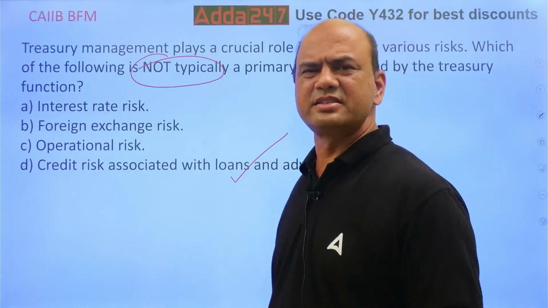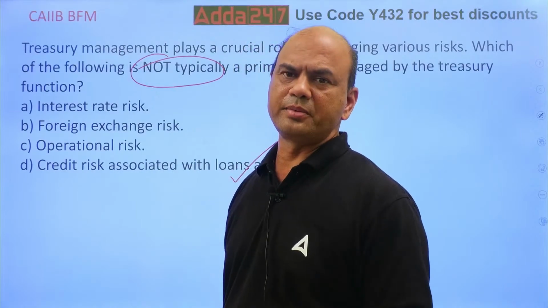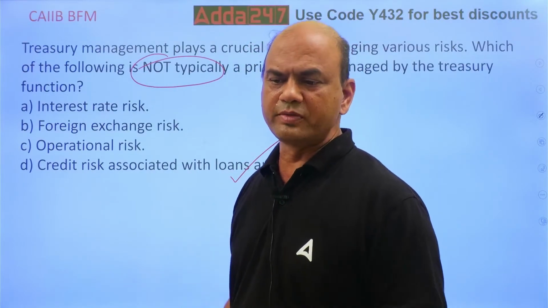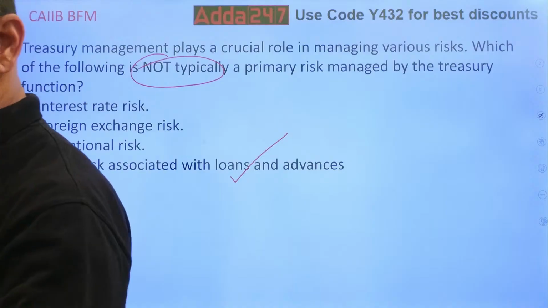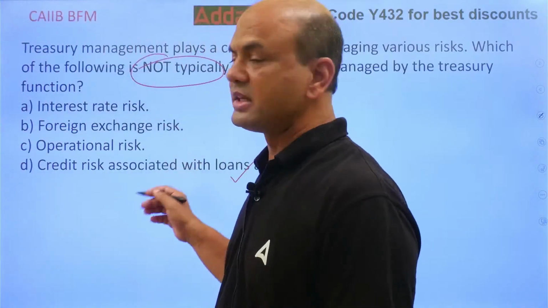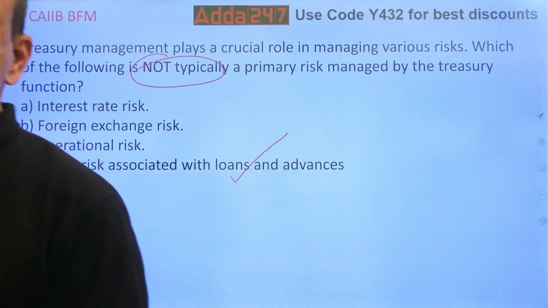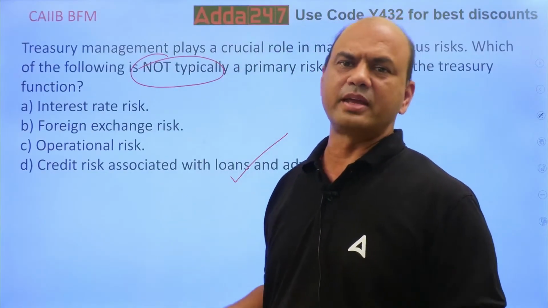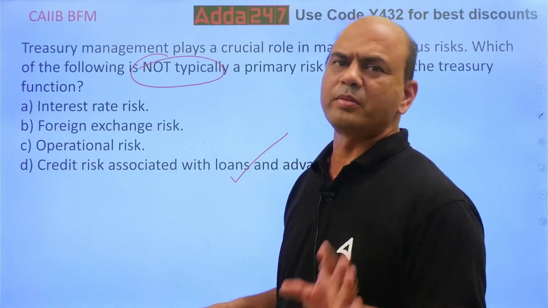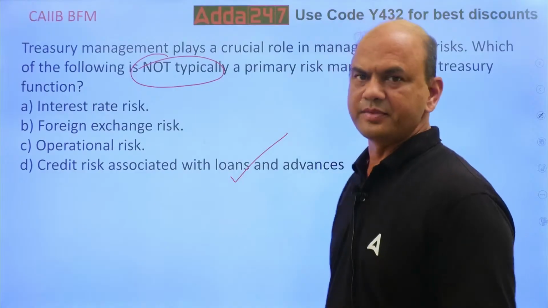What is foreign exchange risk? The rate of dollar going up and down. Similarly, in relation to that, your overall portfolio will fluctuate, isn't it? And operational risk. Operational risk means risk related to operations. See, this operational risk will be there everywhere. Let it be treasury, let it be retail banking, let it be corporate banking, you do anything, there will be an operational risk. So importantly, credit risk is not with the treasury.